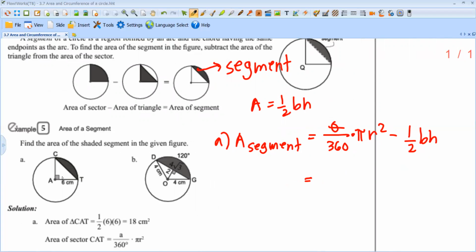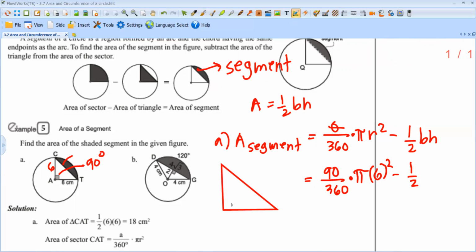So what is the angle here? It is understood that that's 90 degrees. So 90 over 360 times pi, and then the radius is 6, minus half of the base of the triangle. It's a 90-degree angle, so this is also 6, right? So in order for you to get this, I will separate that. I will get the base of the triangle first.